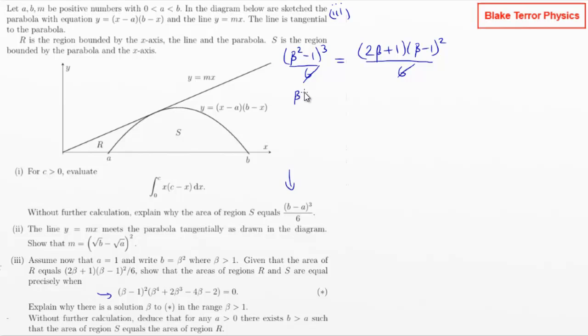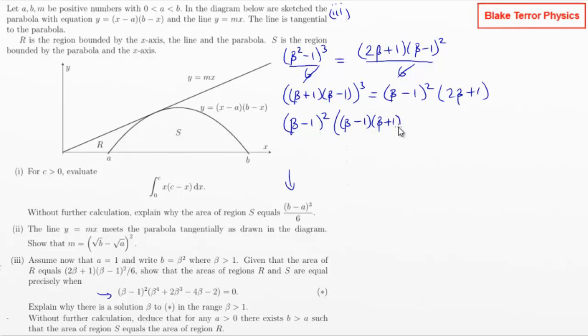So we'll write that then as beta plus 1, beta minus 1, all cubed, is equal to 2 beta plus 1 times beta minus 1 squared. I want to get these beta minus 1s together. So let's get everything to the left-hand side. Get that beta minus 1 squared on the outside, which means we're going to be left with one more beta minus 1, and then a beta plus 1 cubed is what we're going to have there. And then we're going to have a minus 2 beta minus 1. So you just have to deal with this horrible bit inside the brackets.